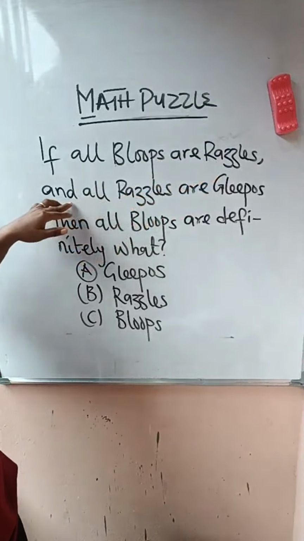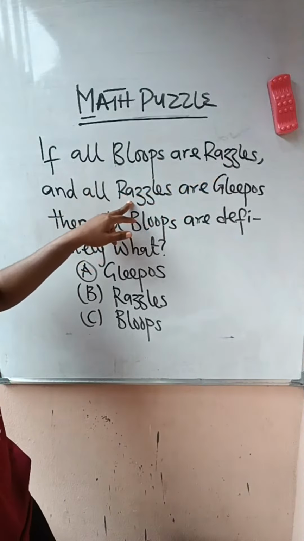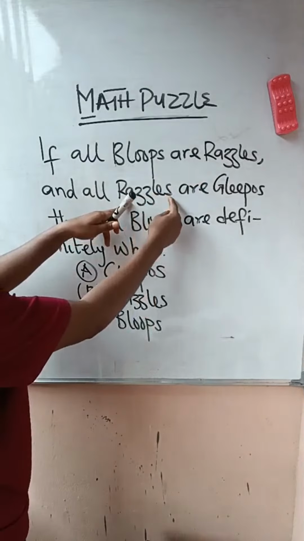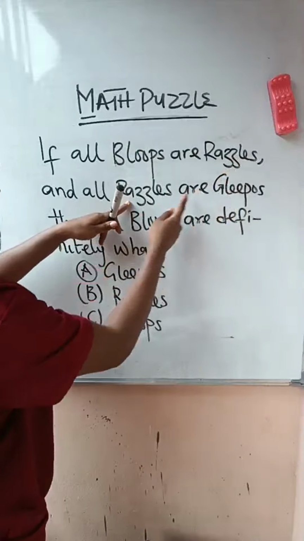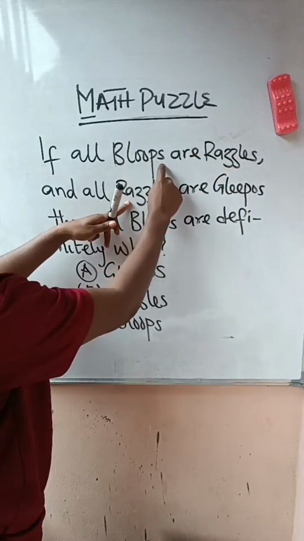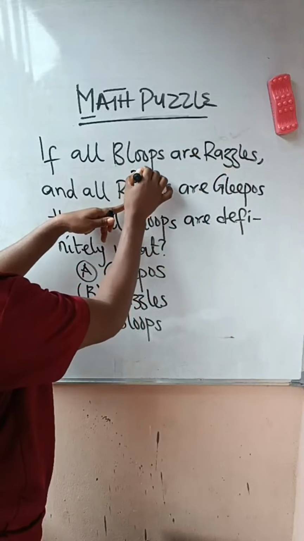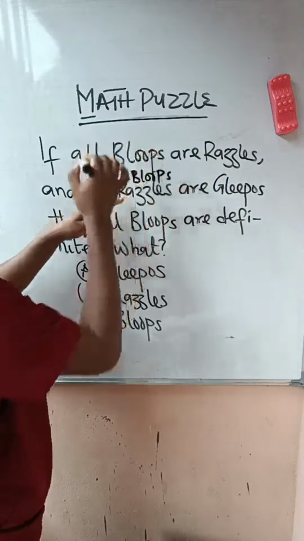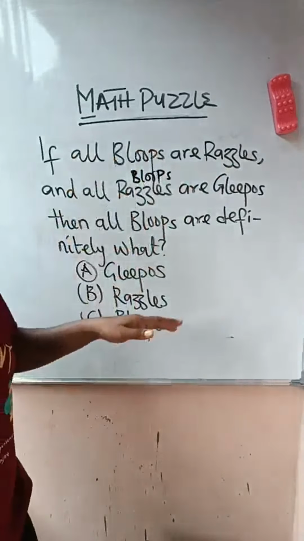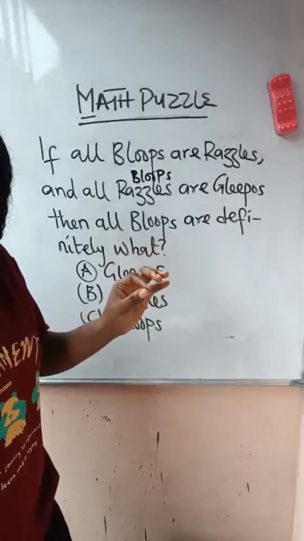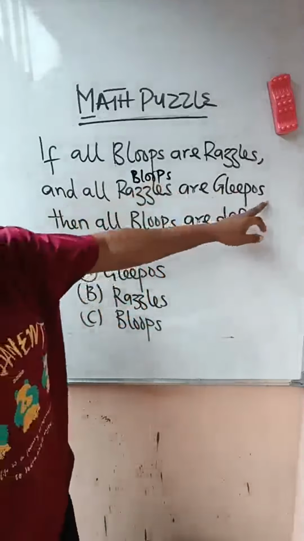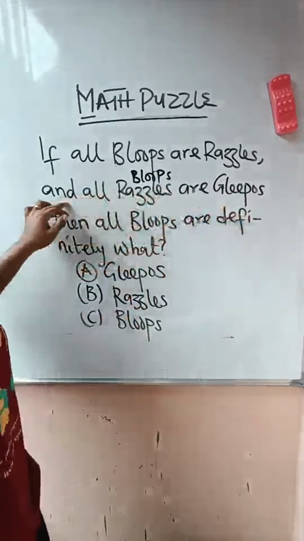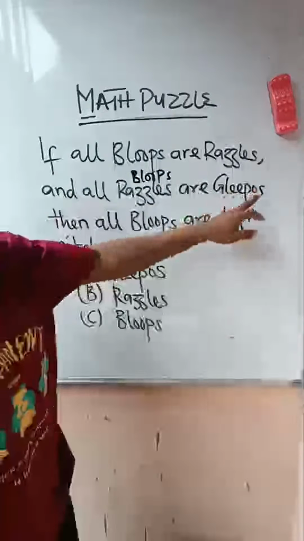Now let's go to the second sentence. And all razzles. Now I'm going to replace these razzles with bloops because you already told us that all bloops are razzles. So I have bloops here. Now I'm going to read this sentence this way: and all bloops are glyphos. So this sentence is now saying that all bloops are glyphos.